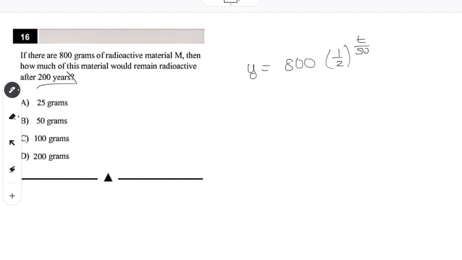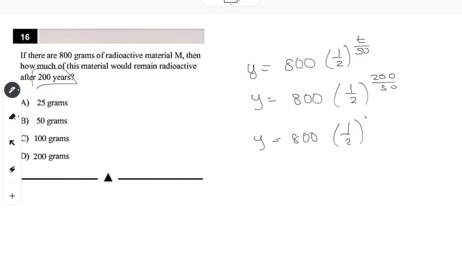And now all this is asking is, what would be remaining after 200 years? This one's very simple. All you gotta do is just plug that in to that t. So you have 800 times 1/2 to the power of 200 divided by 50. This will get us y is equal to 800 times 1/2 to the power of 4. This is also the same thing as 800 times 1 over 16. And this will get us 50.